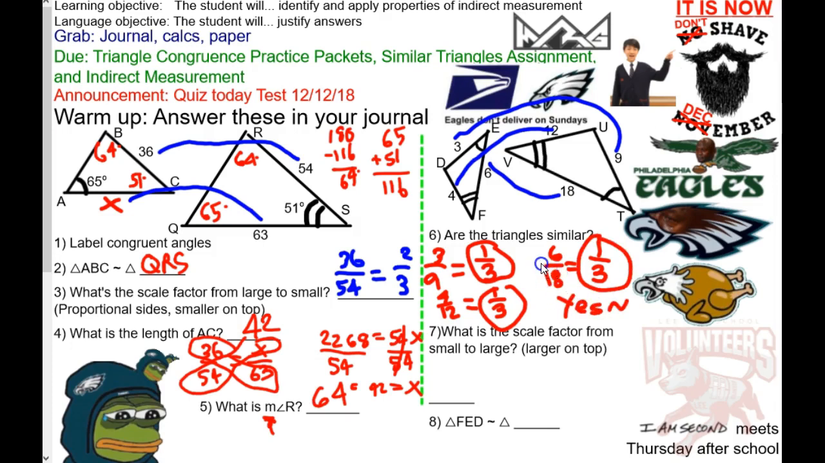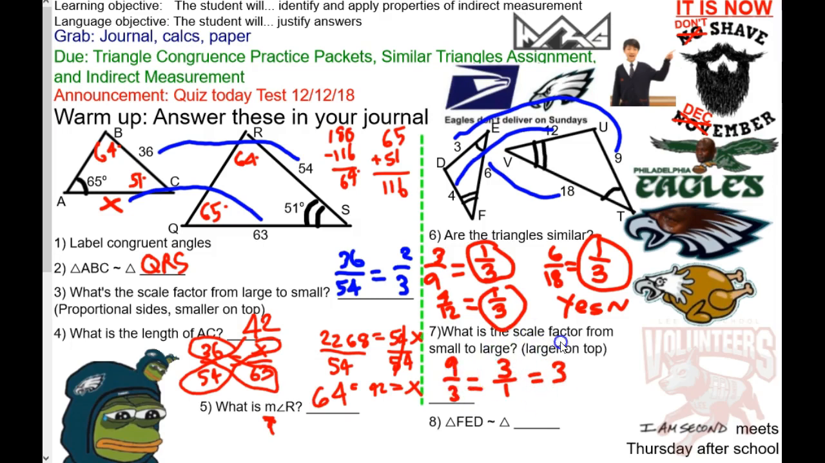On the quiz, make sure you verify all 3 are the same, because if they're not, you have to put no. What is the scale factor from small to large? So now you're going from the smaller to the larger, which means the larger number needs to be on top. So any of these connections can make the fraction. It'll all be the same answer. So if I pick 3 and 9, which one is larger? 9. So let's do 9 over 3, which equals 3 over 1, or just 3, either way.